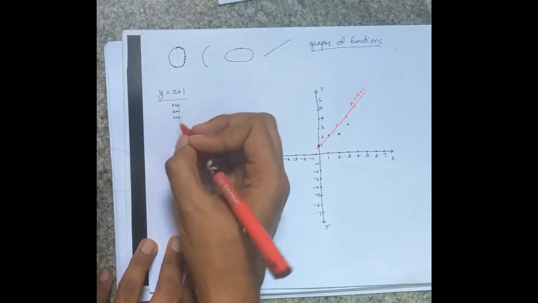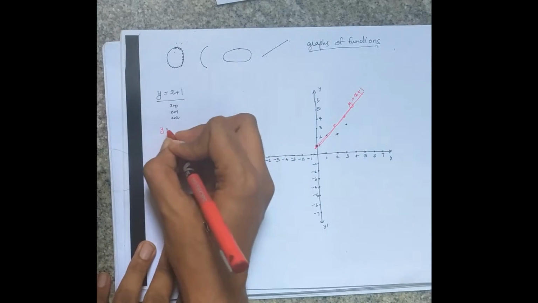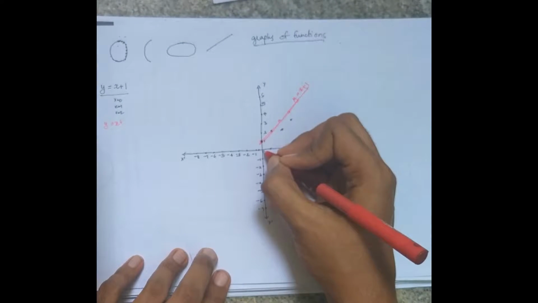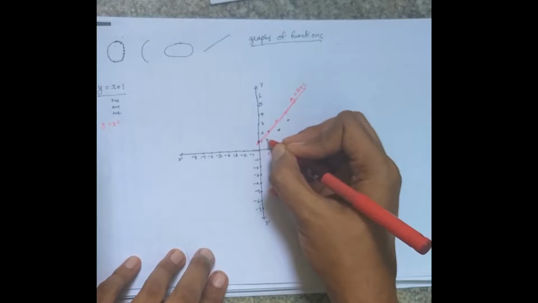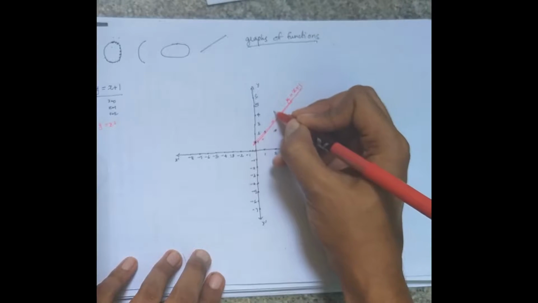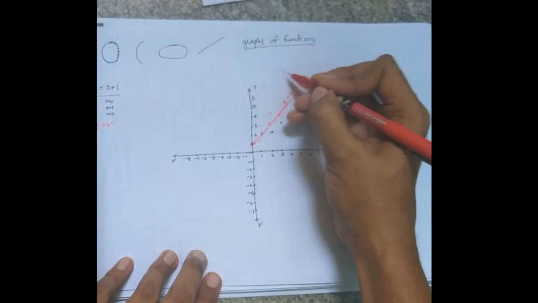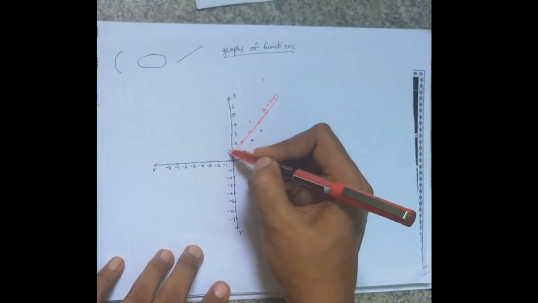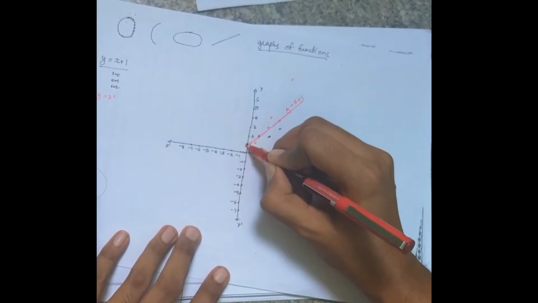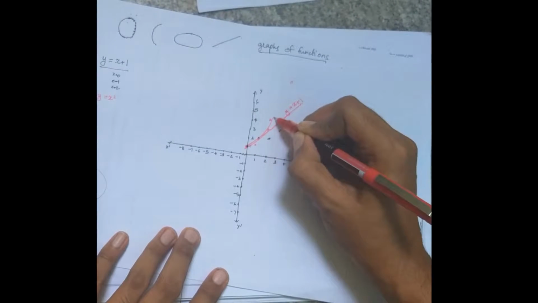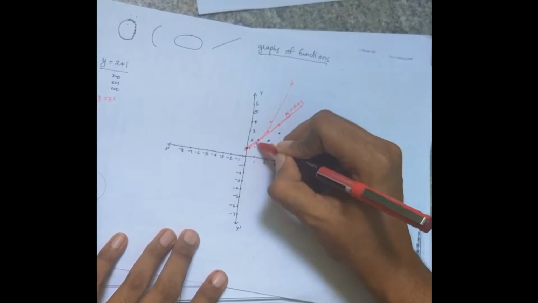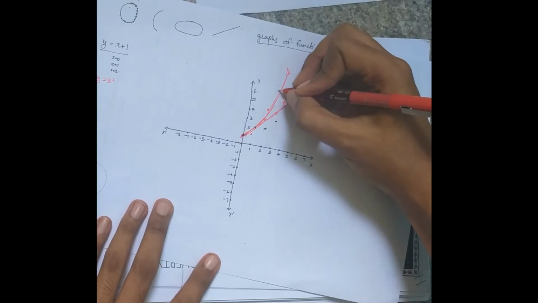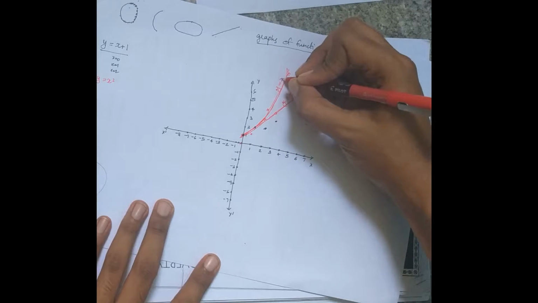Let's start off with another function. Let's say y is equal to x squared. So for x equals 0, y is 0. For x equal to 1, y is 1. For x equal to 2, y is 4, x equal to 3, y is 9, and so on. And it is the same on this side. So what you get is a graph which goes like this, and which is a curved line, and this is the graph of the function y is equal to x squared.